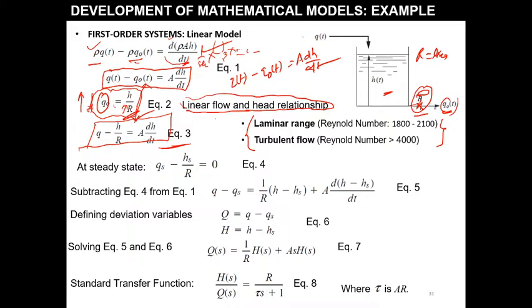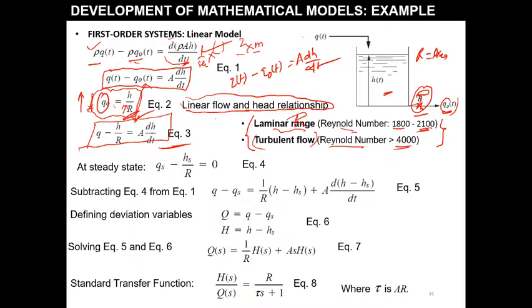This is the term generally written here because of the flow in industry. There are two types of flow. If the flow rate is very high, meaning the Reynolds number is greater than 4000, that is turbulent flow. Generally, in industry we take laminar flow, the range of Reynolds number 1800 to 2100. So this is a simple Reynolds number. Now come to the next part, which is very important.